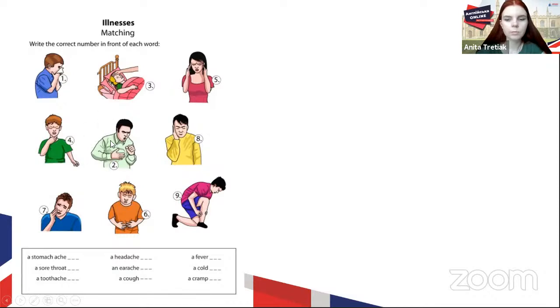So what about this one? Stomach ache is picture 6. Okay, yeah, we can follow this way, like the illness and the number. Stomach ache is 6. Okay, what about other pictures and other illness?